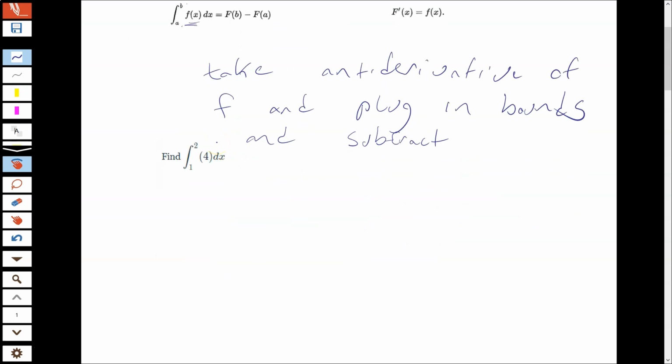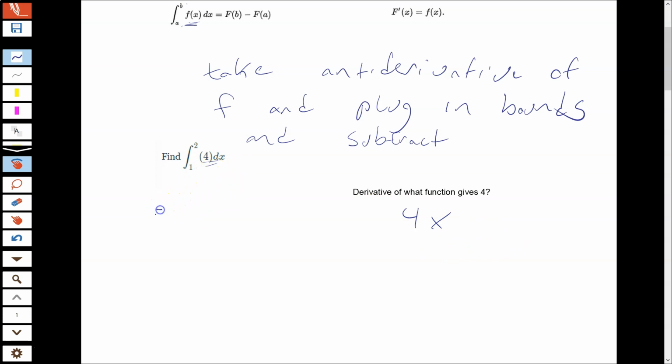Find the integral of 4 dx from 1 to 2, right? Start by thinking of what derivative, so let me write it out actually. The derivative of what function gives 4? That's a pretty easy one. The derivative of 4x is 4, right? So that means that the integral of 4 is 4x.